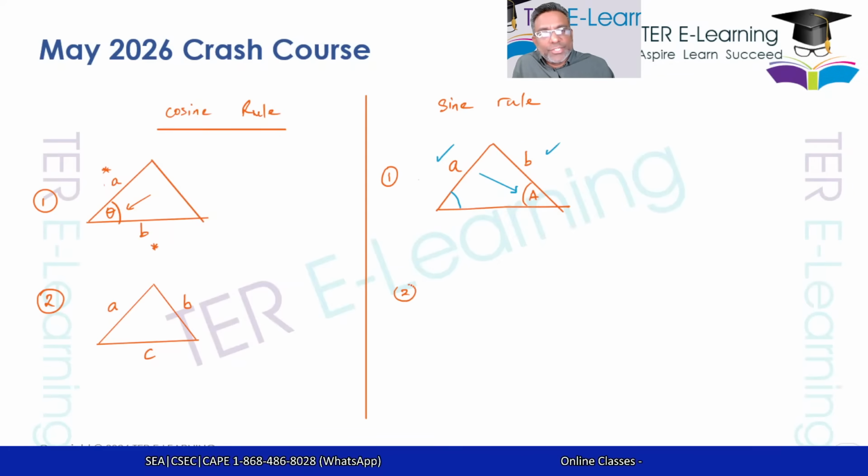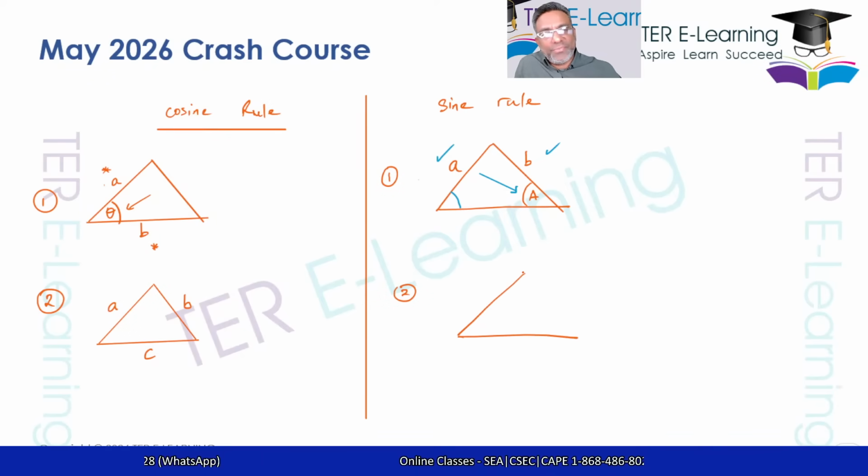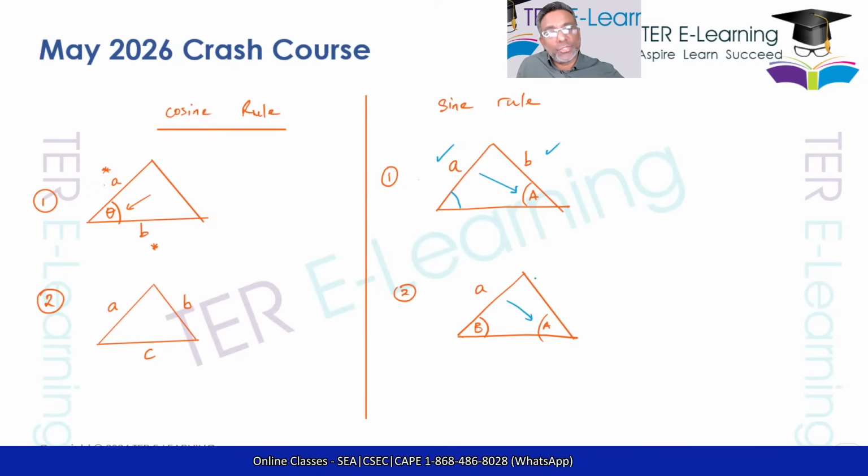There is a second condition as well, and it looks like this. If I have two angles, let's say angle A here and angle B, and I have one of the sides, and that side has to be opposite one of the angles, then I can use the sine rule. So the trick with the sine rule is to make sure that whatever sides and angles you have, they have to be opposite each other.